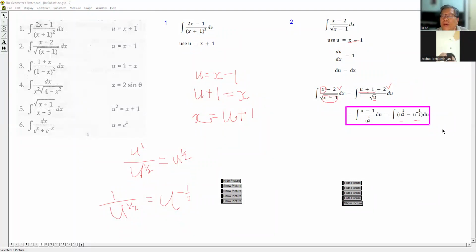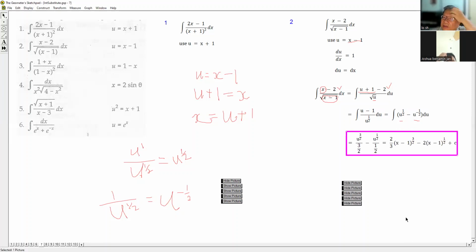Okay, so we simplify this, become this. This one, we use what we have learned earlier. u divided by u to the power half, 1 divided by u to the power half, we get this. You know how to integrate this? Yes. u to the power of half plus 1, plus 1 means u to the power 3 over 2. u to the power 3 over 2, you have to divide by 3 over 2.